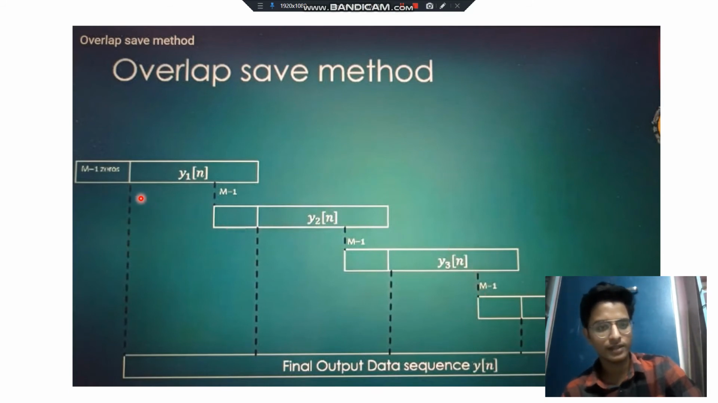And on discarding these m minus 1 samples, we get the final output data sequence, that is y1 of n. So let us understand the overlap save method with the help of an example.